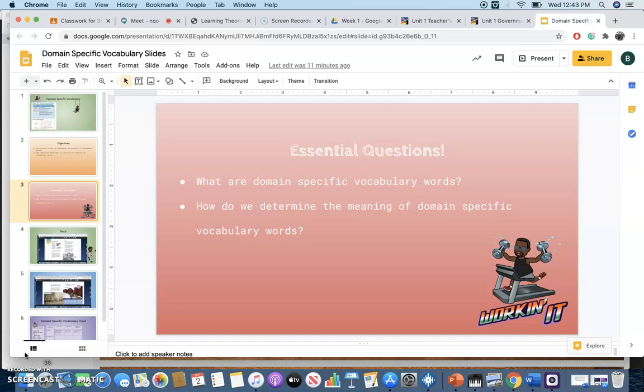For this lesson, we have two essential questions. The first one is, what are domain-specific vocabulary words? And the second one is, how do we determine the meaning of domain-specific vocabulary words?